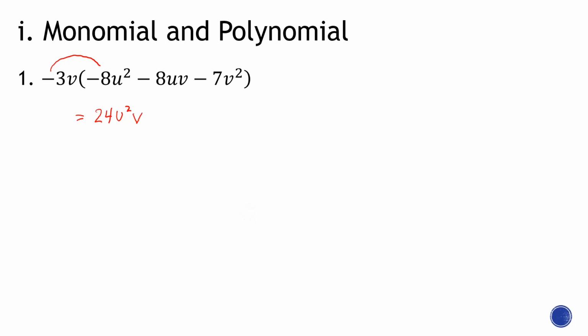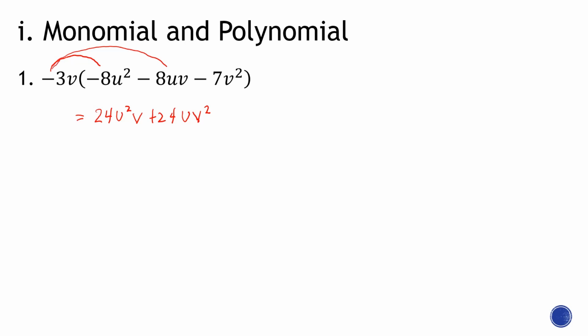Okay. Next is negative 3 times negative 8uv. So that's negative 3 times negative 8 first, which is equal to positive 24. And then v times uv, so that means uv squared. So what we will do is we will add the exponents of the two v's. The exponents are 1, so 1 plus 1 will give you positive 2.